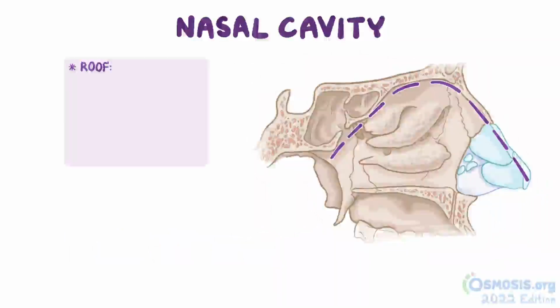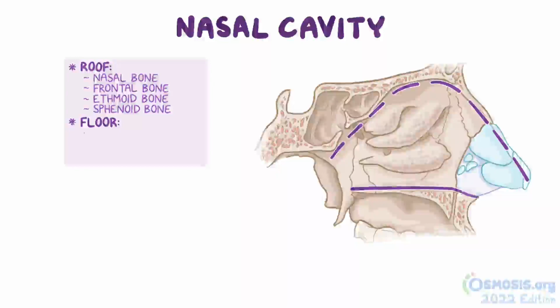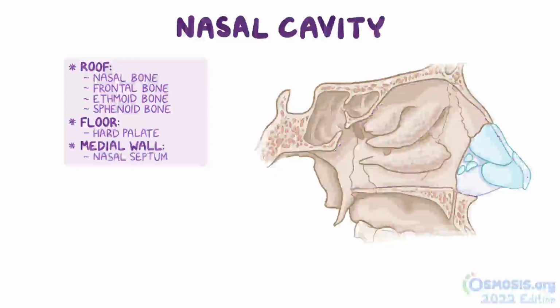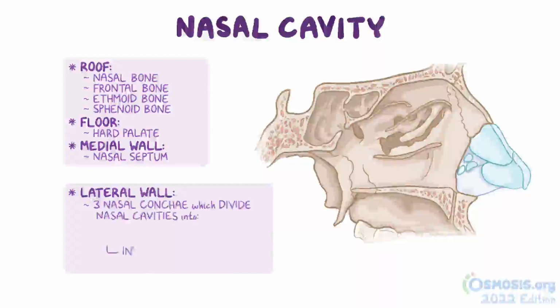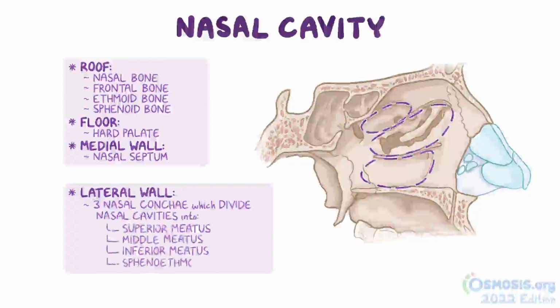The roof of the nasal cavity separates it from the cranial cavity, and it's made up of several bones, including the nasal, frontal, ethmoid, and sphenoid bones. The floor separates the nasal cavities from the oral cavity and consists of the hard palate. The medial wall consists of the nasal septum. And finally, the lateral wall has 3 bony structures called the nasal concha, which divide the nasal cavities into the inferior, middle, and superior meatus and the sphenoethmoidal recess.